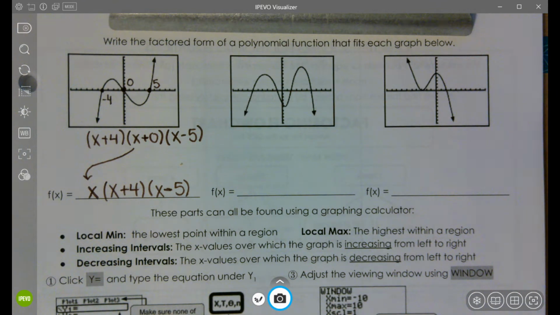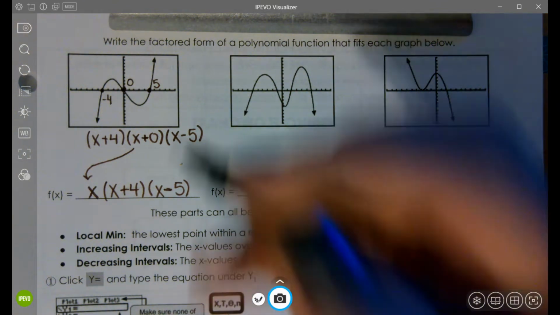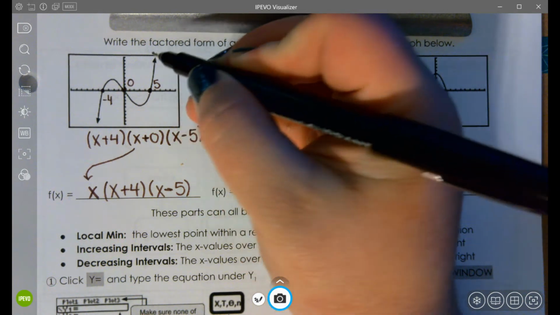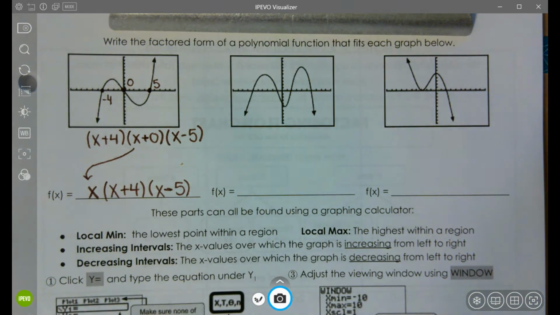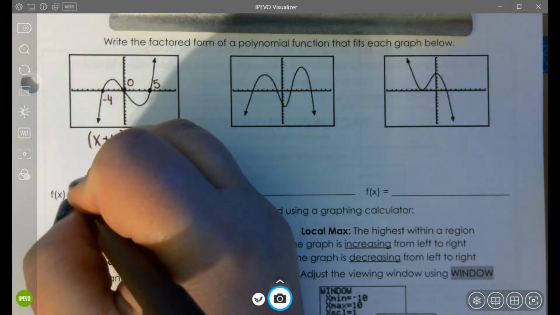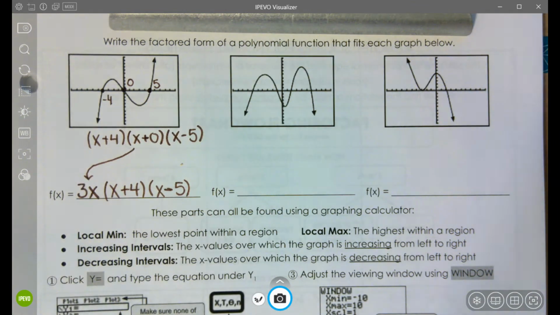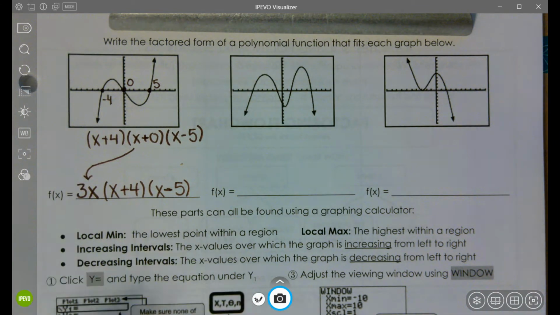And then the last thing you need to do is check what's happening on the right side. It's going up. So that means this should be a positive number. So we can either leave it like this, or if we really wanted to, we could add a number, like 3. Just randomly picking something. But you do not need that 3 to be there necessarily.